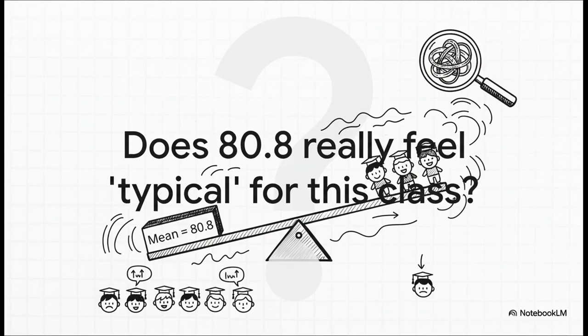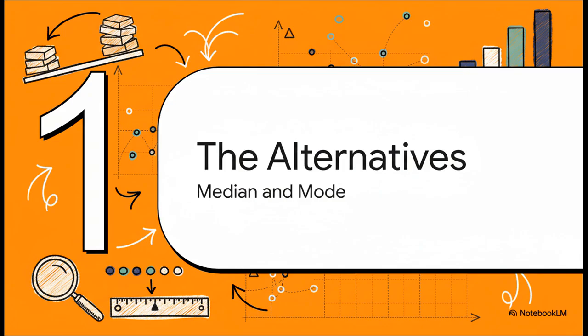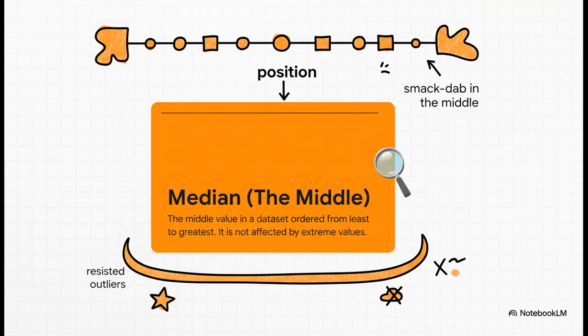We need something else. So if the mean let us down, what are our options? Well, luckily, we've got a couple of other tools in the shed. It's time to meet the median and the mode. Let's start with the median. Now, the median plays a totally different game than the mean. See, the mean cares about the actual value of every single number. The median, it only cares about position.